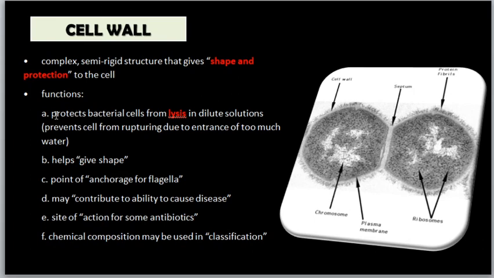So, you have different functions for the cell wall. Number 1, it protects bacterial cells from lysis in dilute solutions. So it prevents the cell from rupturing due to entrance of too much water. Now, when you say lysis, class, ito yung rupture of the cell wall. Pumuputok yung cell wall ng isang prokaryote. Why?